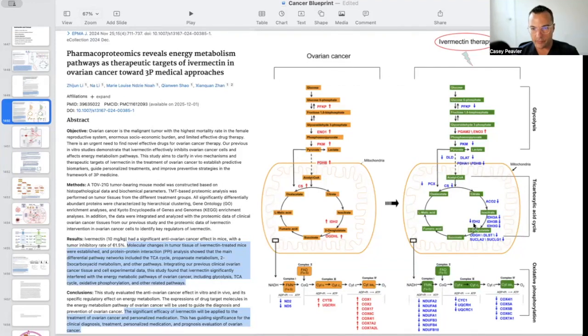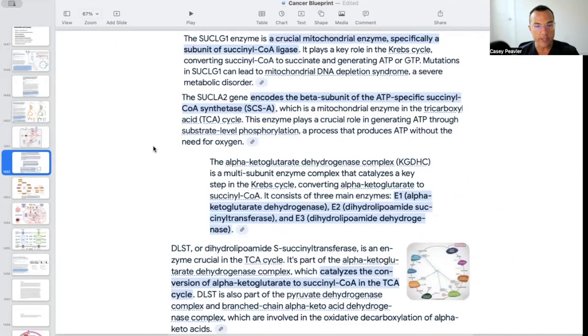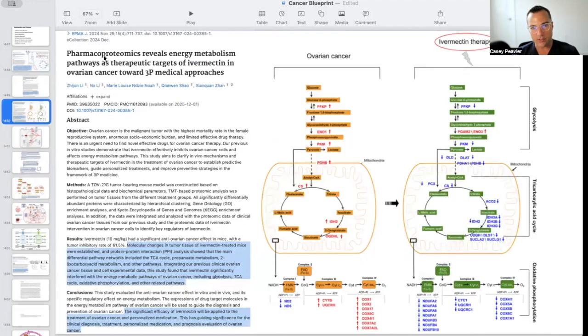We see that there's a downregulation of IDH2, as well as SUCLA1, SUCLG1, and ODGH and DLST. Well, I had to do some searches because I'm not ultra familiar with all of these enzymes. SUCLG1 is a critical subunit of succinyl-CoA lyase. SUCLA2 encodes for the beta subunit of this succinyl-CoA synthetase. And then DLST makes up part of the alpha-ketoglutarate dehydrogenase complex, which catalyzes the conversion of alpha-ketoglutarate to succinyl-CoA in the TCA cycle. Now, why am I taking the time to actually look at these gene products? Because that's what they found in this pharmacoproteomics study that are downregulated by ivermectin.